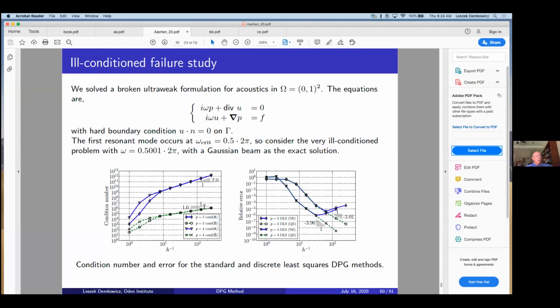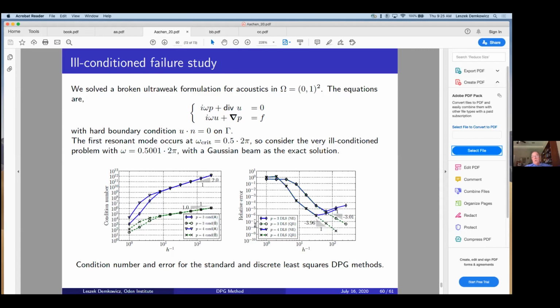Now, how does it translate into a practical problem? This is again a comparison of standard DPG with the least squares, so you're getting the same results, but at some point as your mesh gets finer and finer, the standard DPG gives up, you're losing convergence, the curve goes up. This is using adaptivity. Now if you are solving the same thing with the least squares DPG, you can do two more adaptive steps in this context and drive your relative error two orders of magnitude lower.